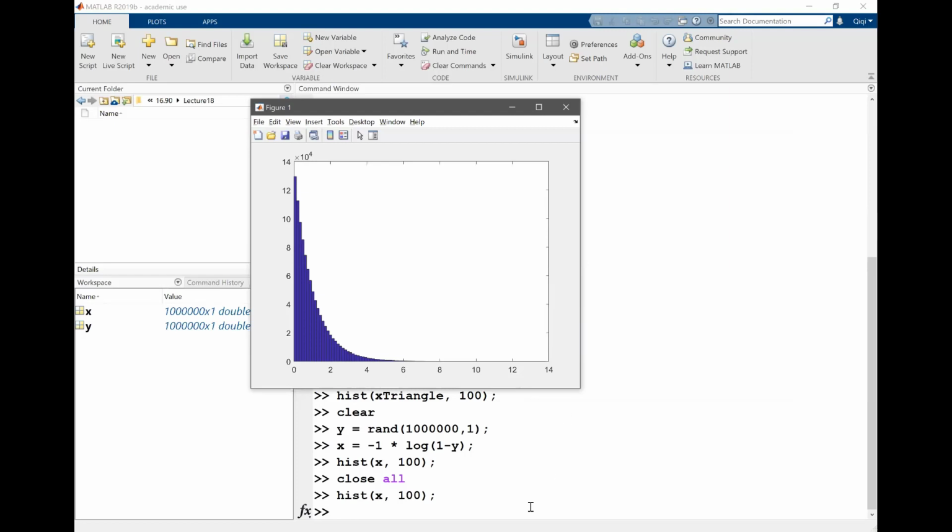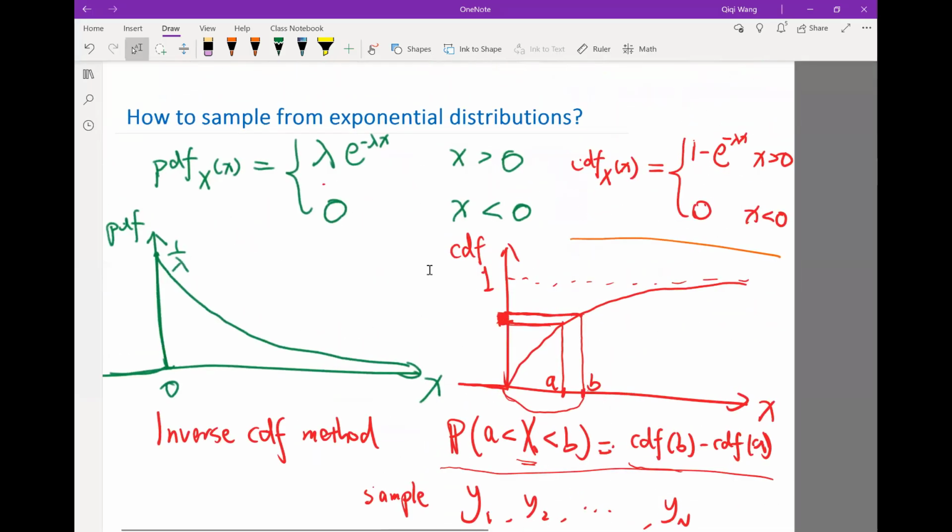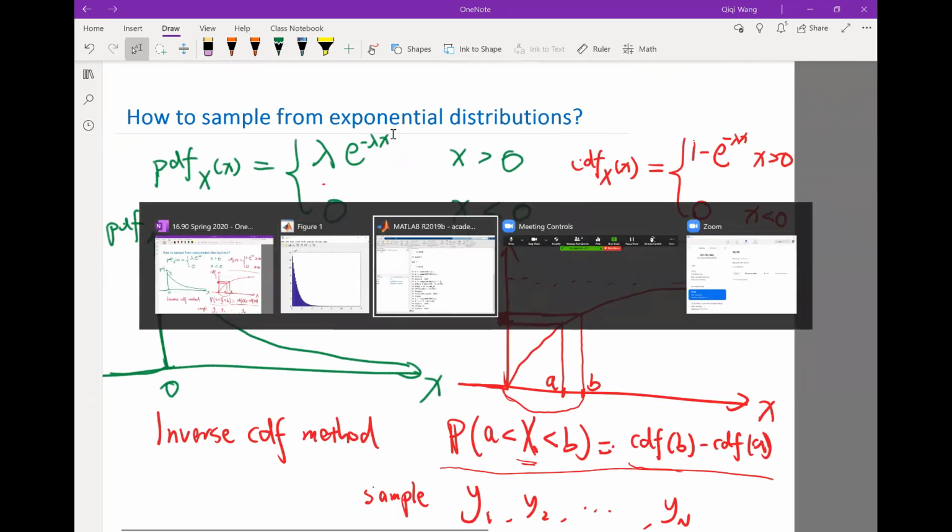Okay, so what if, for example, we decrease lambda to, let's say, 1 over 100? If we decrease lambda, the tail of the distribution is increased. If you look at the PDF formula, if lambda is 1/100, the probability that x is around 0 is decreased, but the probability when x is bigger is increased by a lot. So we expect the tail to be longer.